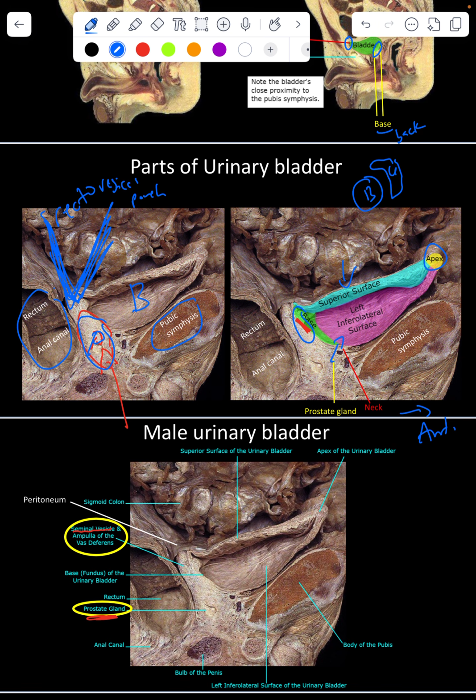In females, they have bladder, uterus, rectum. So they'll have two pouches. This pouch, bladder to uterine, is vesico, that means bladder, uterine. This pouch right here is called rectouterine, also called pouch of Douglas.